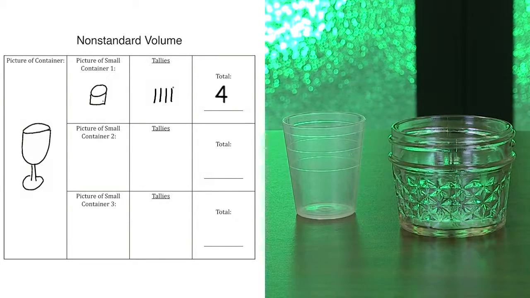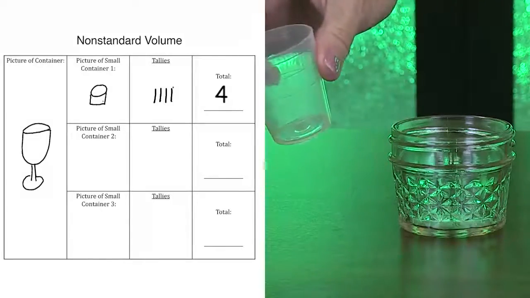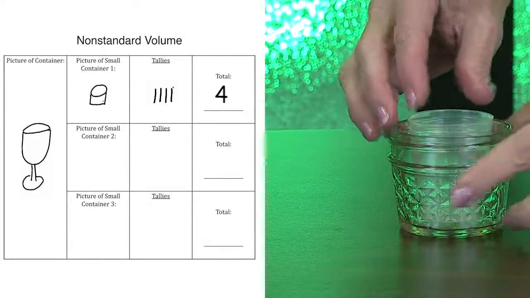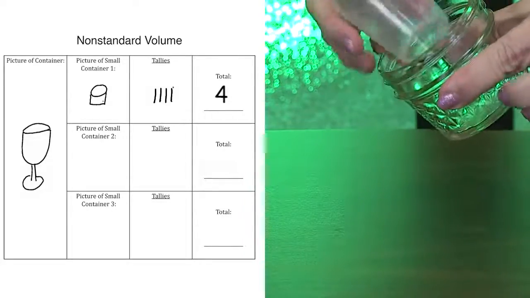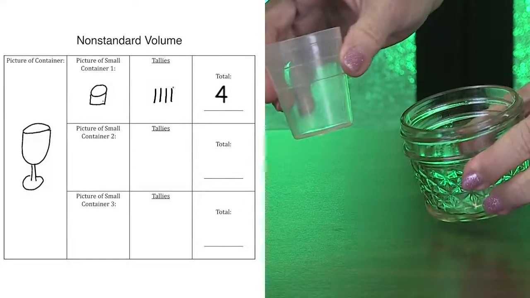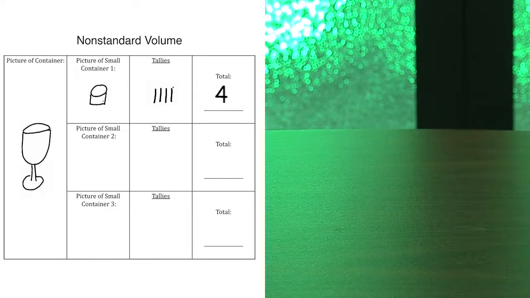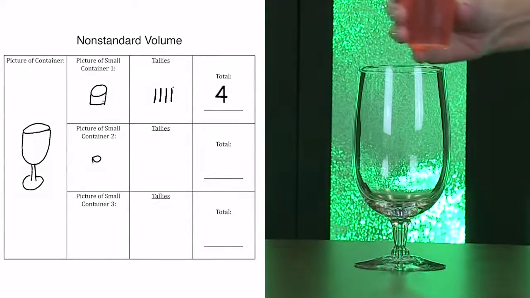Let's see. This play tea party cup is smaller than the jam jar. Notice how the cup fits in the jam jar with room to spare? How many times will it take to fill the glass with this tea party cup, which is a smaller container? We'll record the container by drawing it on the chart.